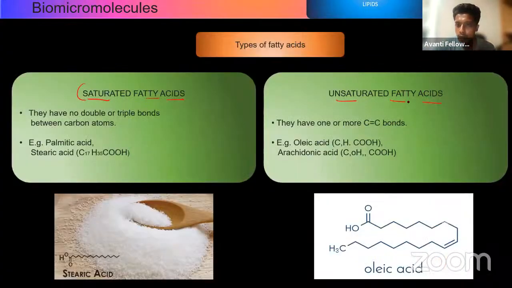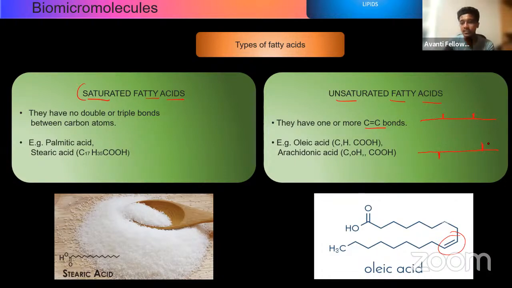Carbon-carbon double bonds can be seen in a chain of this fatty acid. You can see here in oleic acid, you have a double bond here. Imagine a chain of hydrocarbons like this, and imagine there is a double bond here, and another double bond here. Again, we take another chain of fatty acid, and let us assume that there is one double bond here and another double bond here.